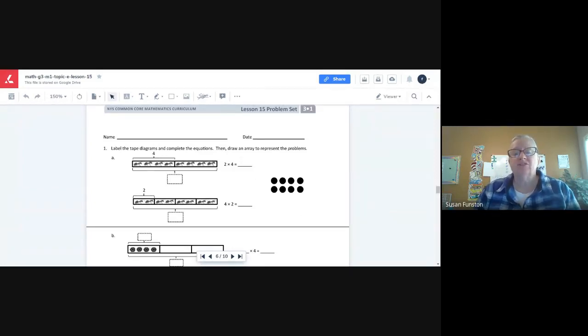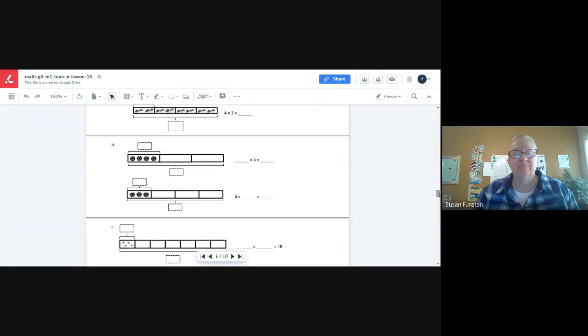Okay, and then don't forget this part. Draw an array to represent the problems. Okay, so I could have drawn 2 rows of 4. What else could I have drawn? That's right, I could have drawn 4 rows of 2. It doesn't matter which way, it would still be the same. All right, let's look at B.